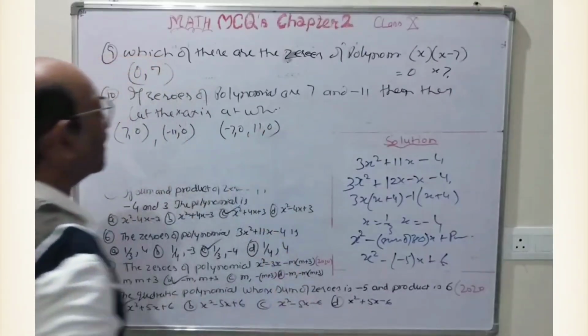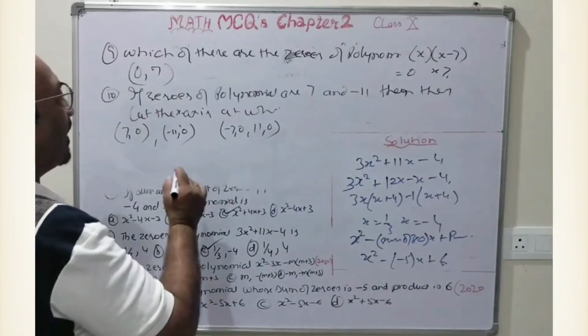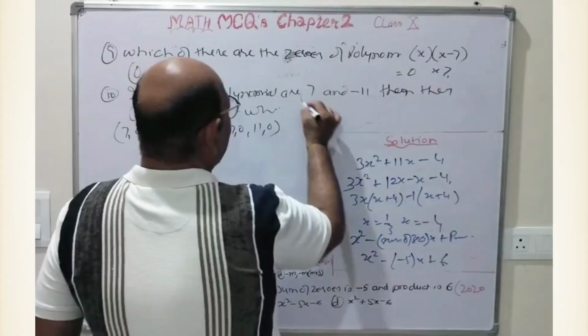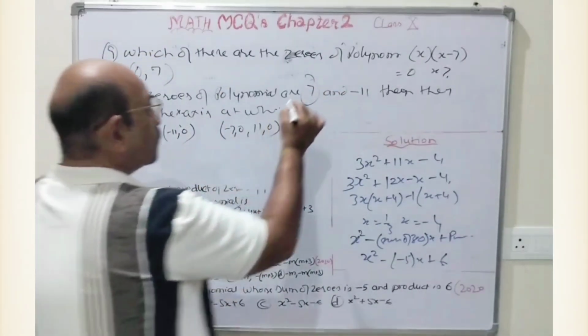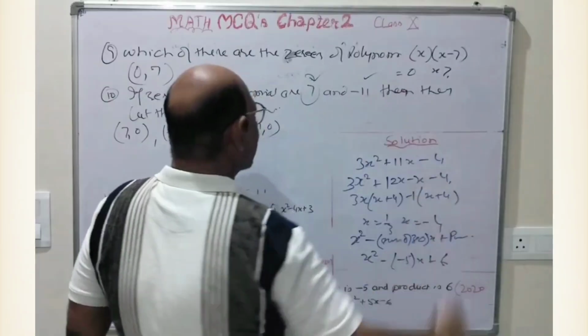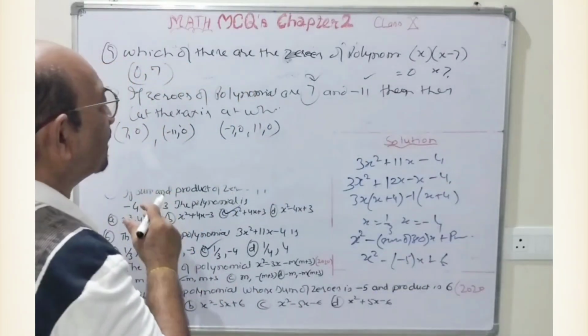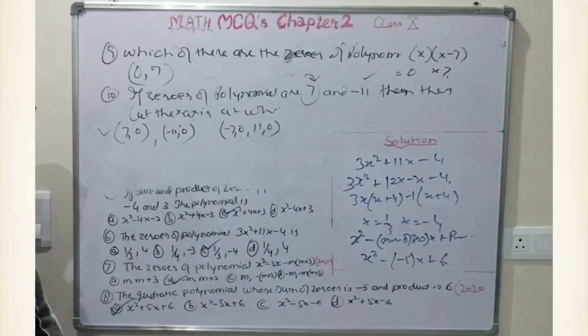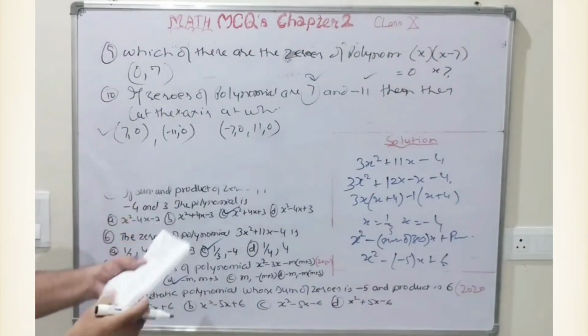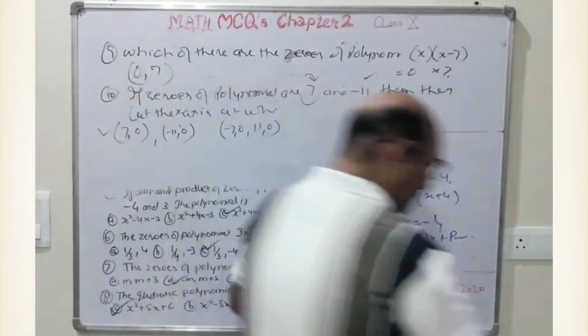तो बच्चों जैसा कि हम जानते हैं कि अगर हमारी पॉलिनोमियल है तो उसकी जो जहां पे वो x एक्सिस को काटेगी तो zeros are the values of x. तो zeros are the values of x and the y is 0. So the correct option is (7, 0) and (minus 11, 0).